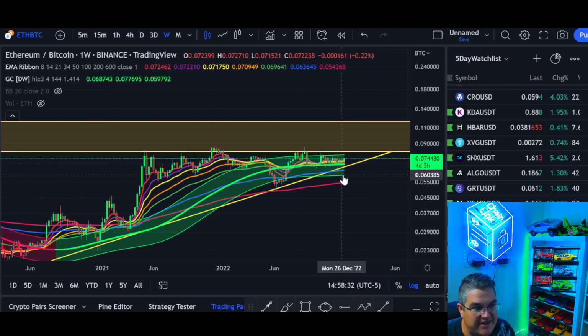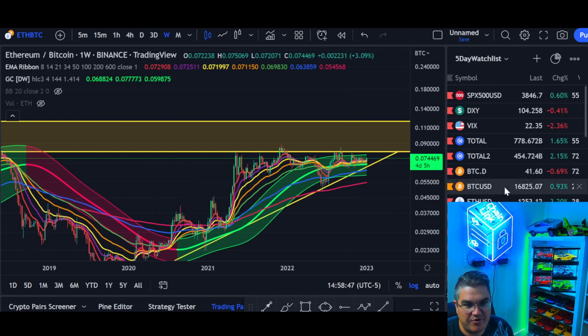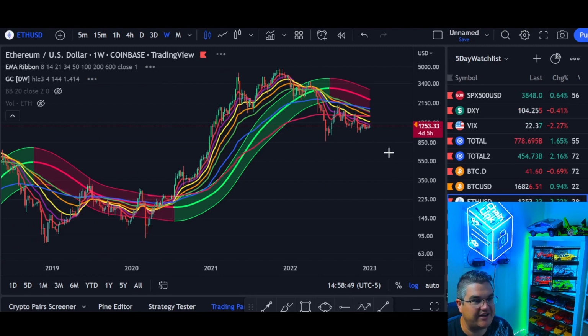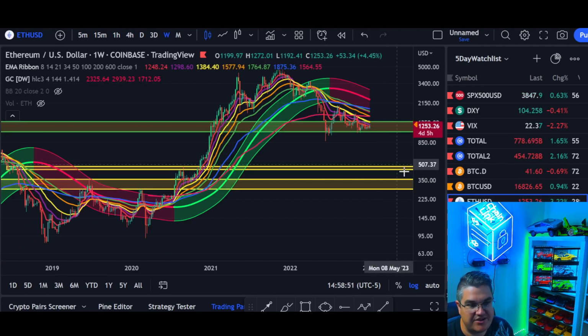However, I would be watching the lower Gaussian channel. There's 60,000 sats. You want to watch the 200 week, right? If we close below that, then we're in serious trouble. But until then, we're in this uptrend. Watch the Gaussian channel on the weekly very closely. Now let's go back real quick because I forgot to look at the Gaussian channel on the weekly against USD.